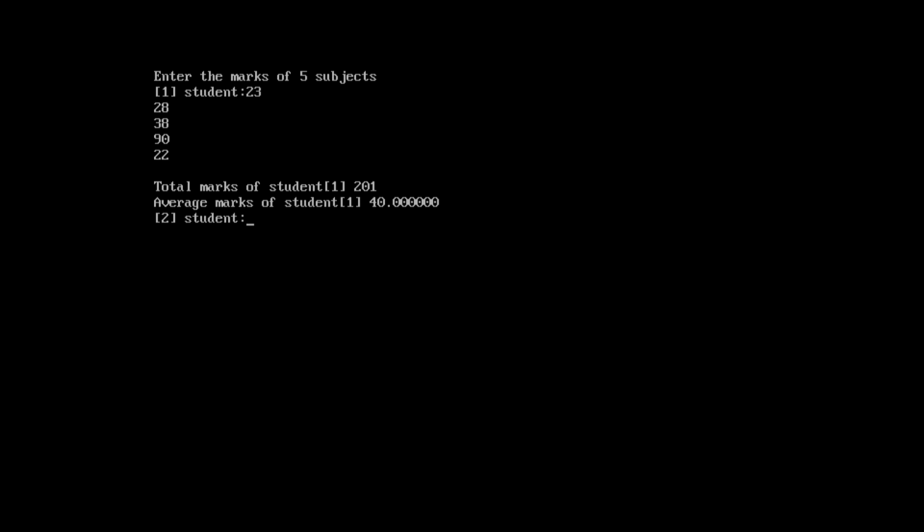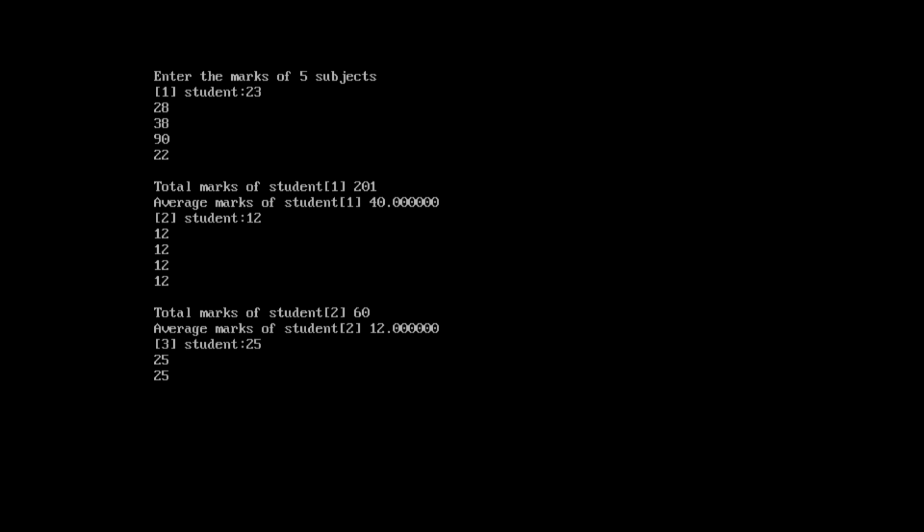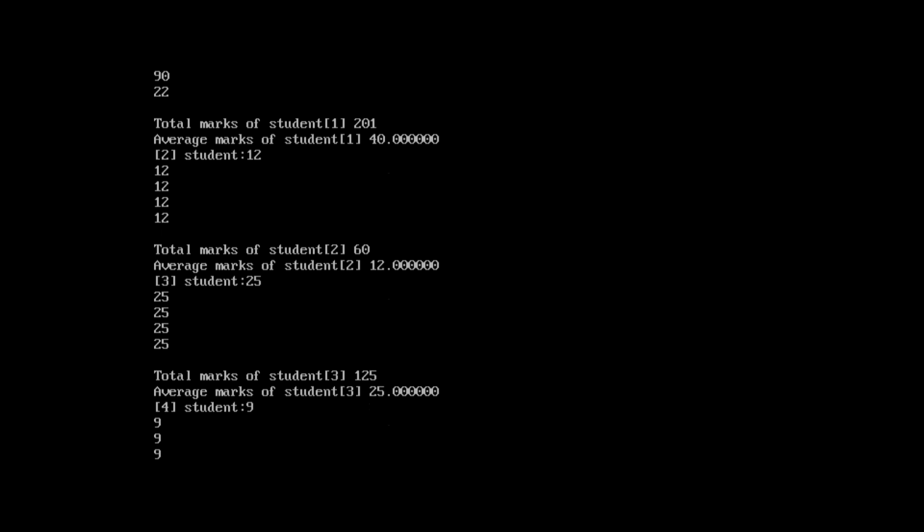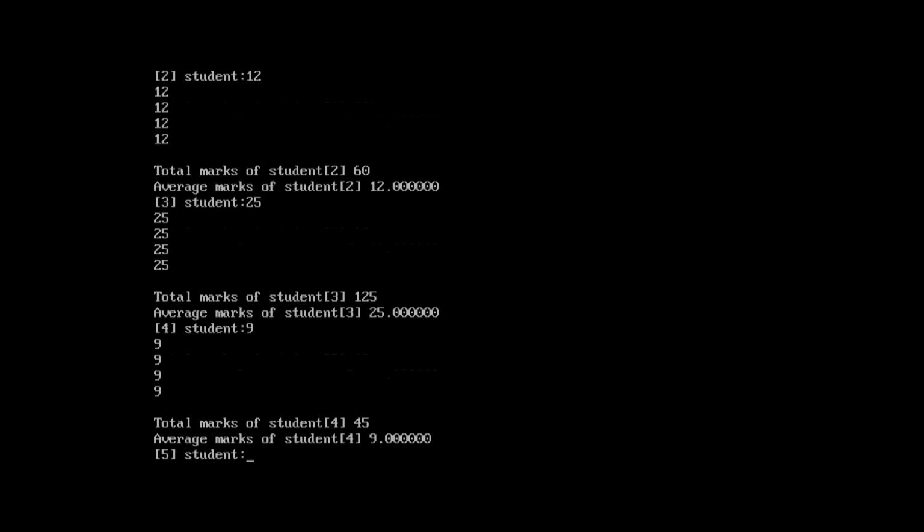It will ask for the second user. Suppose I give 12, 12, 12, 12, 12. The output is that the total marks is 30 and the average is 12. Again it asks for the next student. Suppose I have entered 25, 25, 25, 25, 25. This is for the student, that is 25. Suppose I have entered 9, 9, 9, 9, 9. This is 45 and the average is 9.